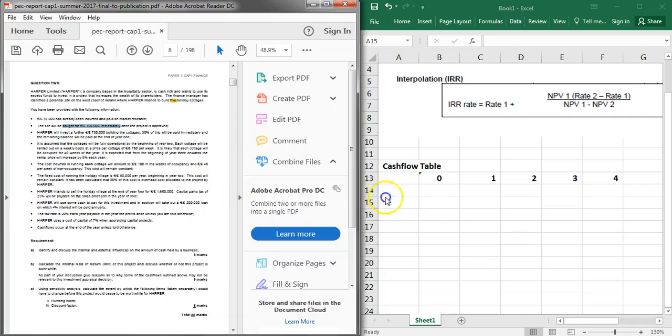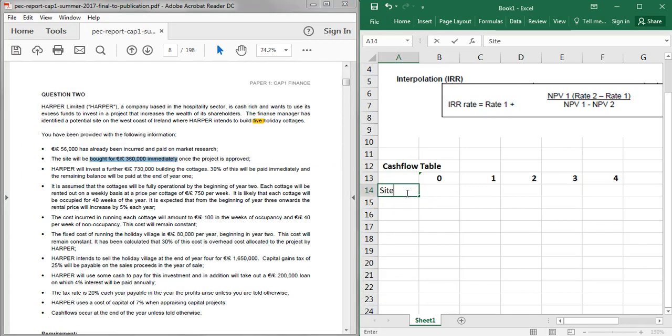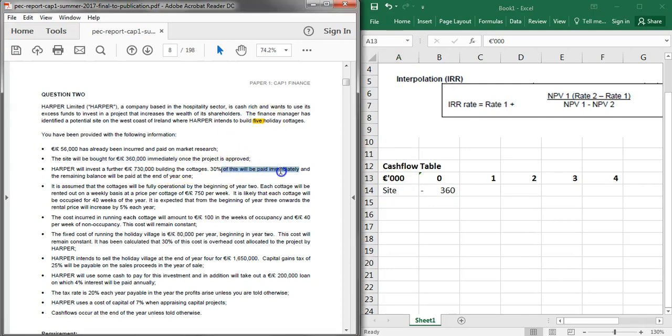Site will be bought for 360 immediately. So I'm just going to put in here, site cost minus 360. So we're just going to do it dropping the 3 zeros, just to make it easier to see. So site cost is relevant, paid immediately, therefore it's year 0. So put in all the easier ones first. We then have a further 730,000 to build the cottages, 5 of them, 30% immediately, remaining at the end of year 1. So we call this build cost.